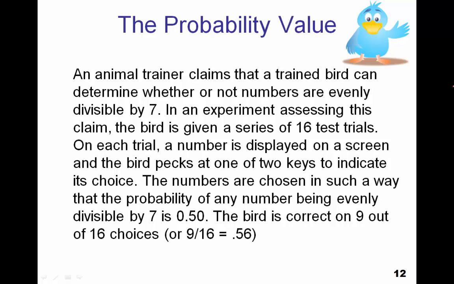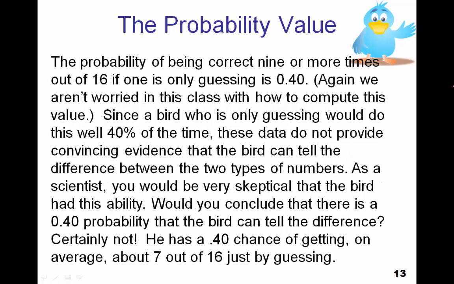On each trial, a number is displayed on a screen, and the bird pecks at one of two keys to indicate its choice. The numbers are chosen in such a way that the probability of any number being evenly divisible by 7 is 0.50. The bird is correct on 9 out of 16 choices. 9/16, or as a decimal, 0.56, or 56%. The probability of being correct 9 or more times out of 16, if one is only guessing, is 0.40.